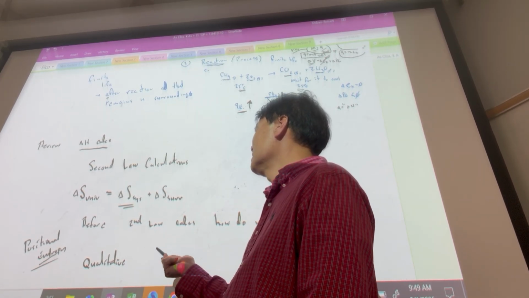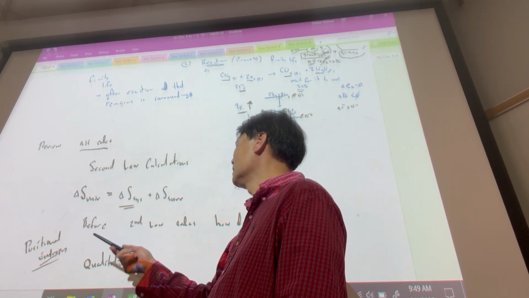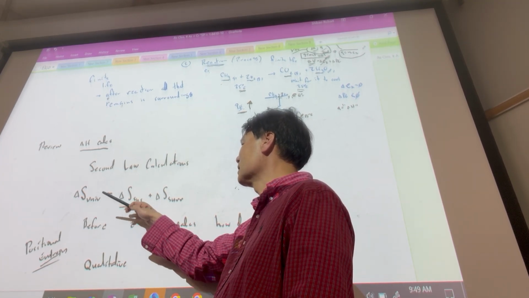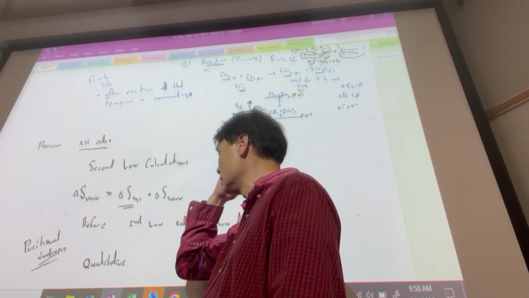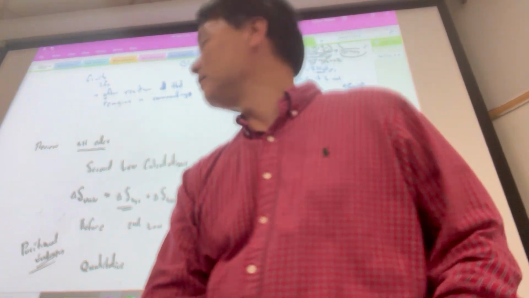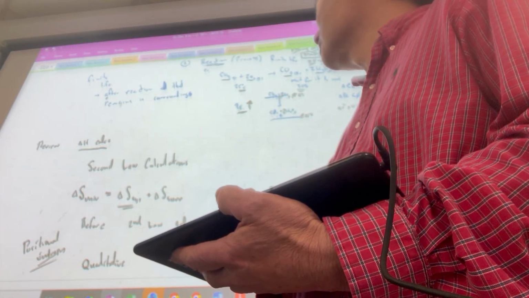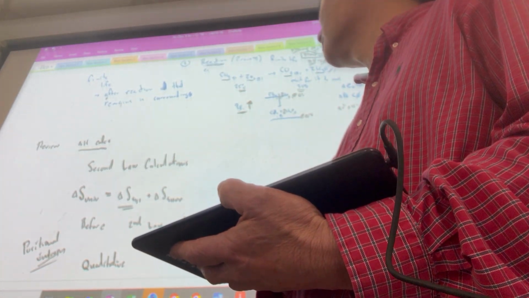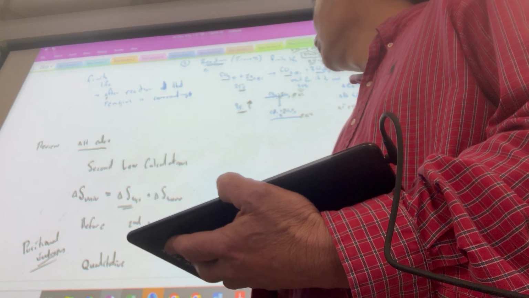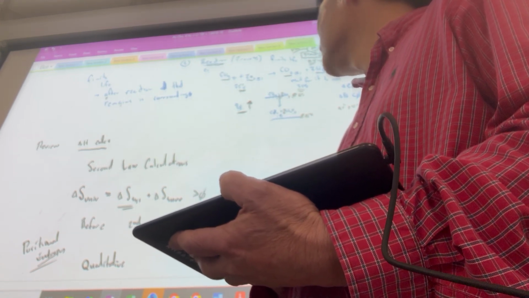What's observed, this is the second law of thermodynamics. Actually, this is not the second law. This is delta S of the universe. I'll tell you the second law of thermodynamics. Delta S of the universe is equal to delta S of our system plus delta S of our surroundings. And if this is greater than 0, then it's spontaneous.